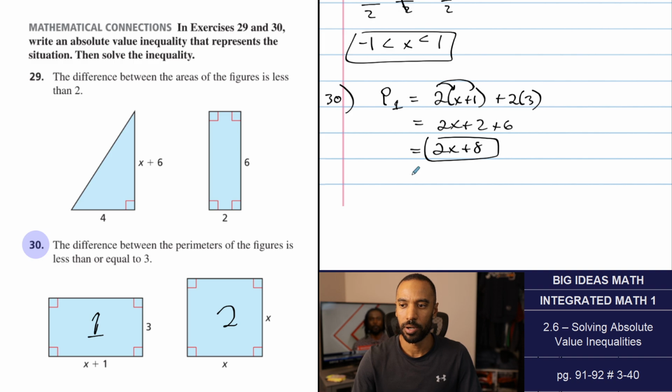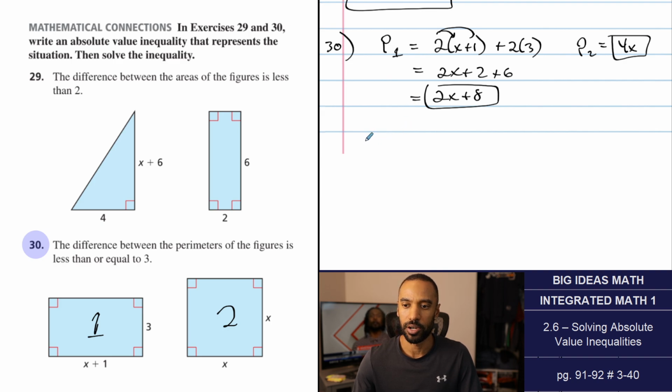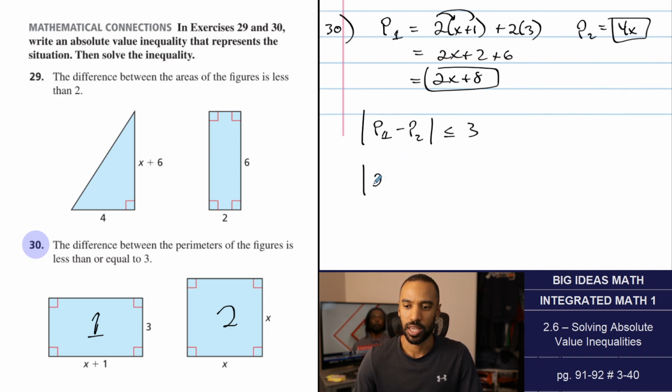The other perimeter, I can probably just fit it right here. It's 4 x's. It's a square, so it's 4x. I can totally fit that over there. The difference between these two perimeters, P1 minus P2, is an absolute value. This must be less than or equal to 3. So 2x plus 8 minus 4x must be less than or equal to 3.